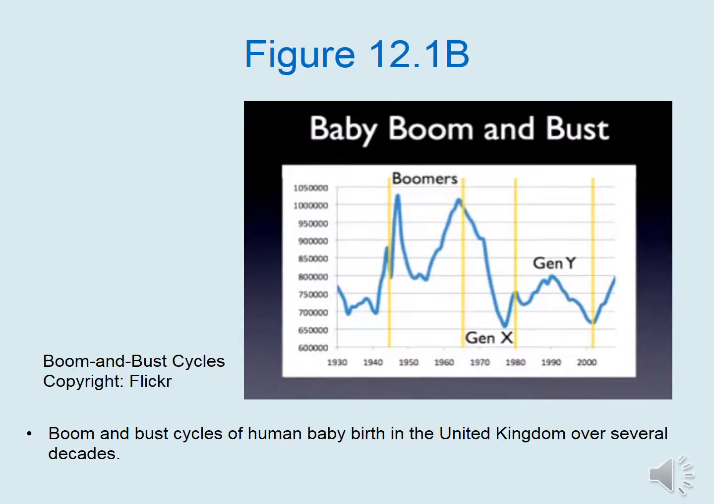again. This graph represents boom and bust cycles of human baby birth in the United Kingdom over several decades. Notice the so-called baby boomer generation, born during the 40s, 50s, and 60s. This phrase, baby boom, refers to a noticeable increase in the birth rate during these decades. This was followed by a marked decrease in birth rates during the 70s and 80s, and then a moderate increase afterwards with some fluctuation from there on out.